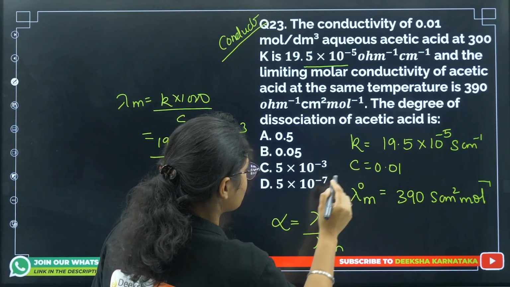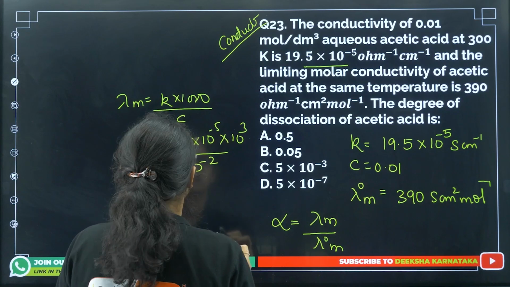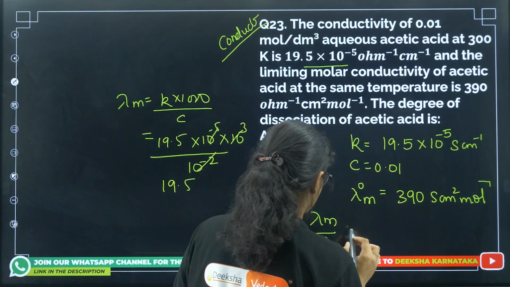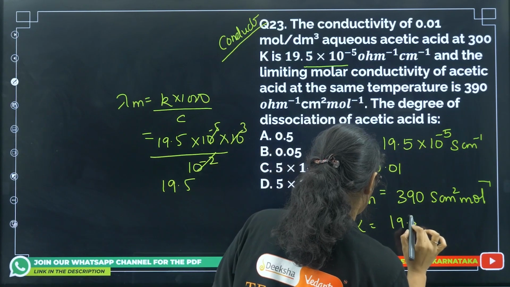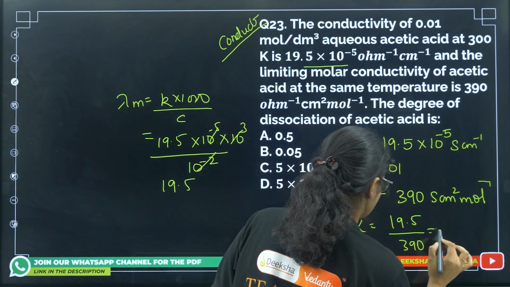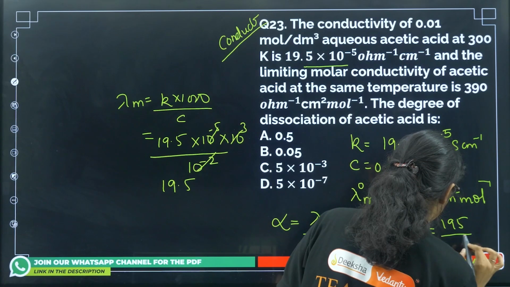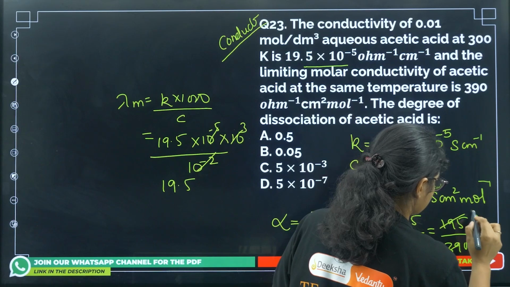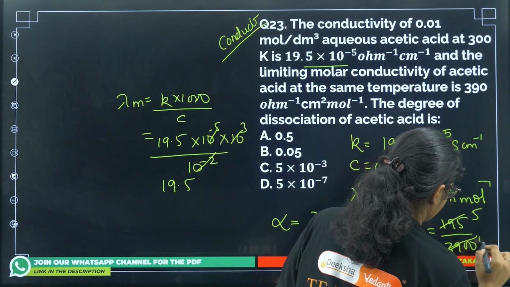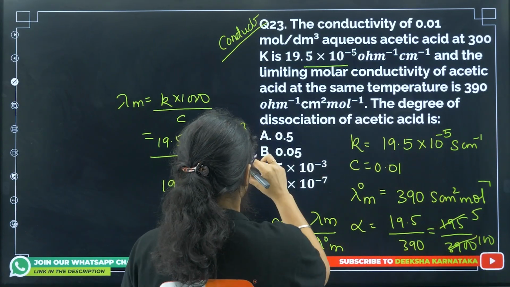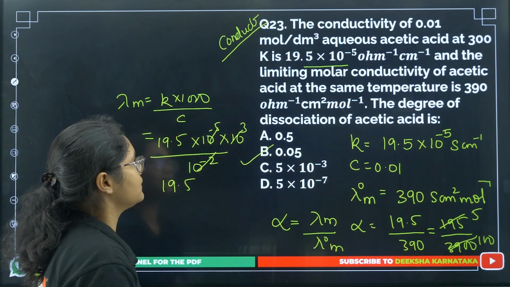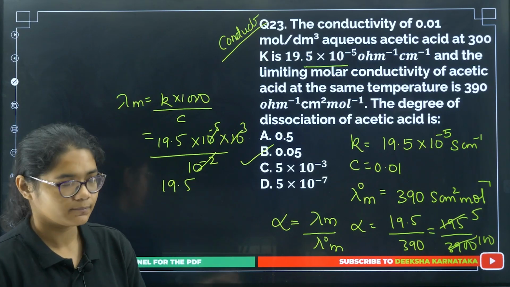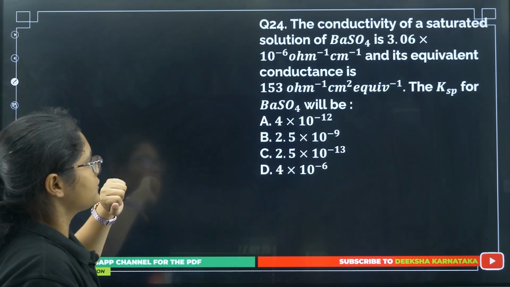Then the concentration is how much? 10 to the power of -2. So it will get cancelled, and I'll get 19.5. Now let me substitute here, that is 19.5 by 390. So I can write it as 195 by 3900. 39 fives are 195 and 39 hundreds are 3900, right? So I'll get 0.05. So the correct answer for this question will be option number B. Again a very simple question, but you need to know that 2-3 steps are involved here. Coming to the next question, question number 24.